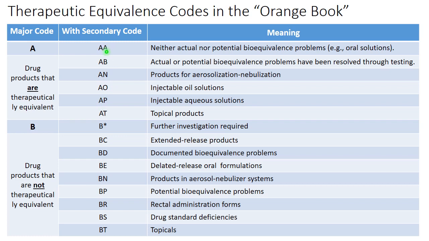So A means there's neither actual nor potential bioequivalence problems. Oral solutions. In some cases it may mean that they didn't actually study the bioavailability, because it's clear that the oral solution should have the same absorption. But the main thing you need to know is that the A means they're equivalent.